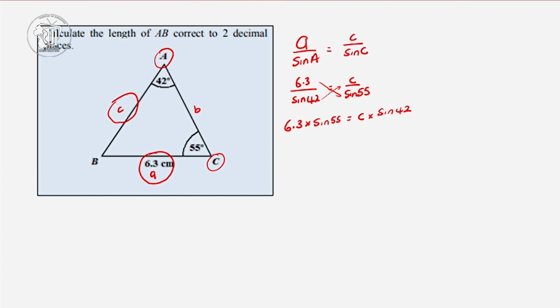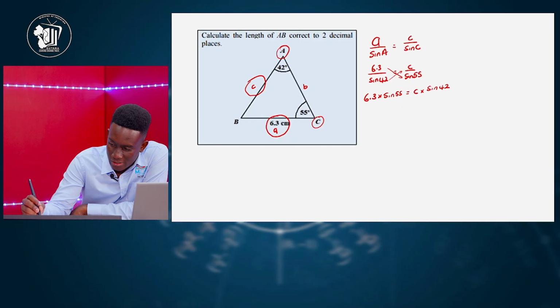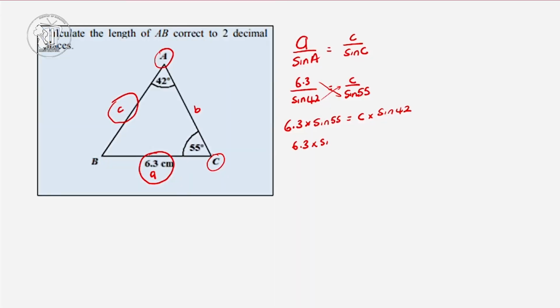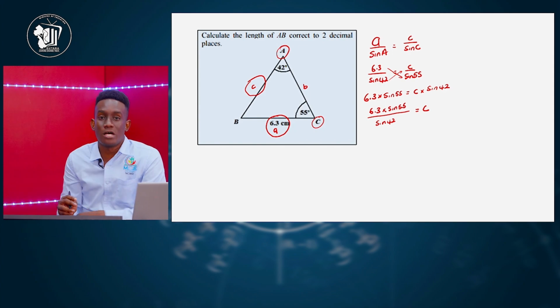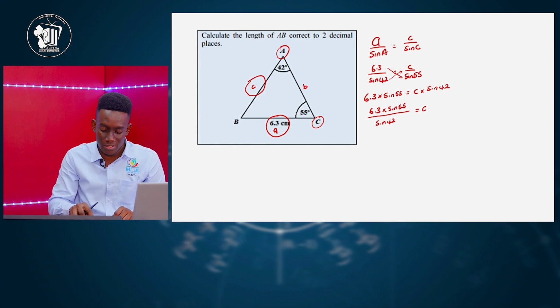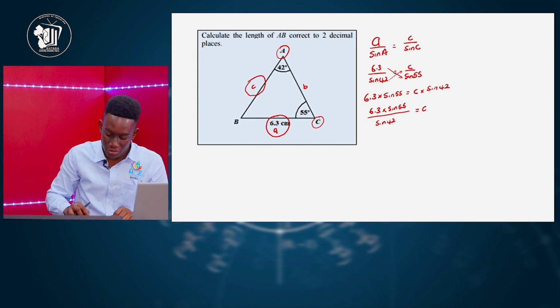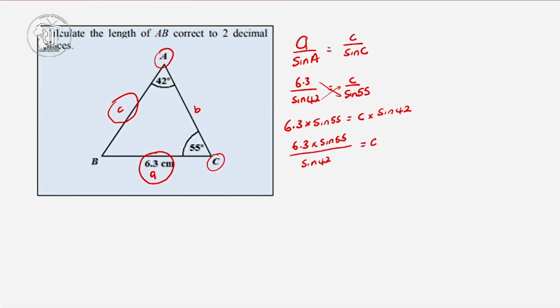And then to solve for C, we see the sine 42 is multiplying, so when you take it over the equal sign, it will divide. So we'll have 6.3 times sine 55, don't work it out as yet, all divided by sine 42, and that is equal to C. And now to solve for C, we just put all of this in our calculator. So we'll have 6.3 multiplied by sine 55, and we divide that answer now by sine 42.